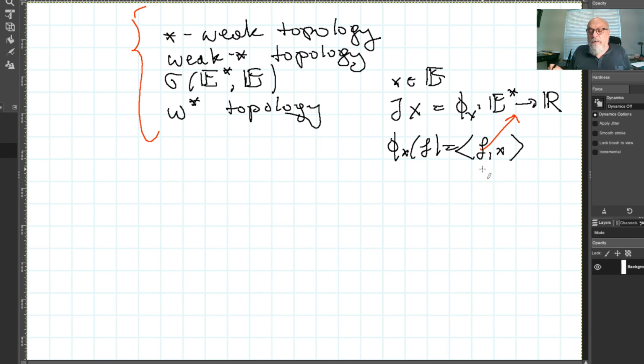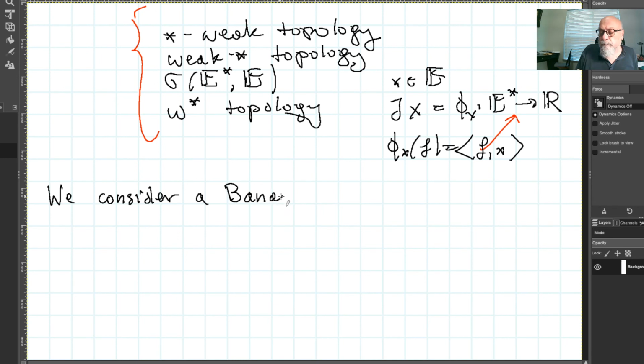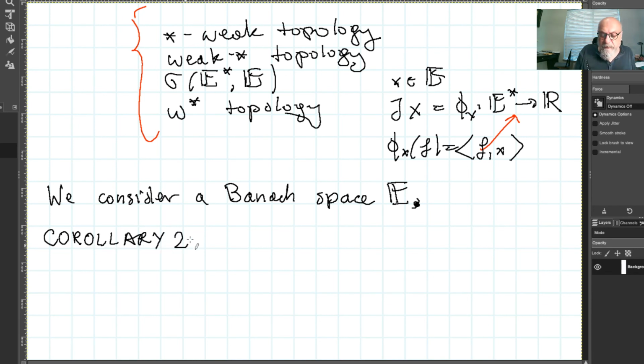So in what follows we consider a Banach space, and I don't want to mention each time that this is a Banach space. Rather, I would like to concentrate on the formulation of the statement. So let's start with the second corollary. We call it 2 because we had a corollary before, and we will formulate it like this.